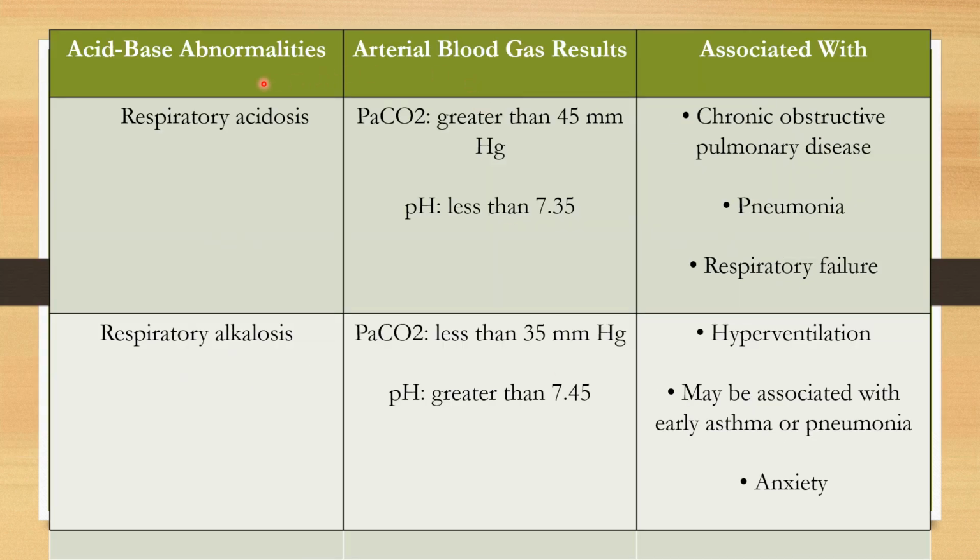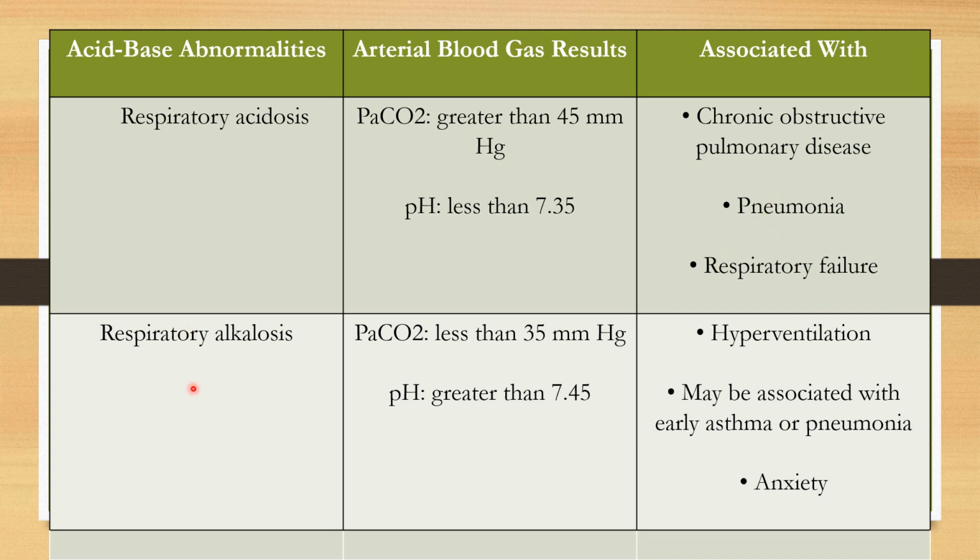Certain acid-base abnormalities which are related to the respiratory system are: first one is respiratory acidosis. Here the arterial blood gas result which you need to see is that the partial pressure of carbon dioxide will be greater than 45 mm Hg and pH is less than 7.35. So we will call it respiratory acidosis, and it is associated with COPD, pneumonia and respiratory failure.